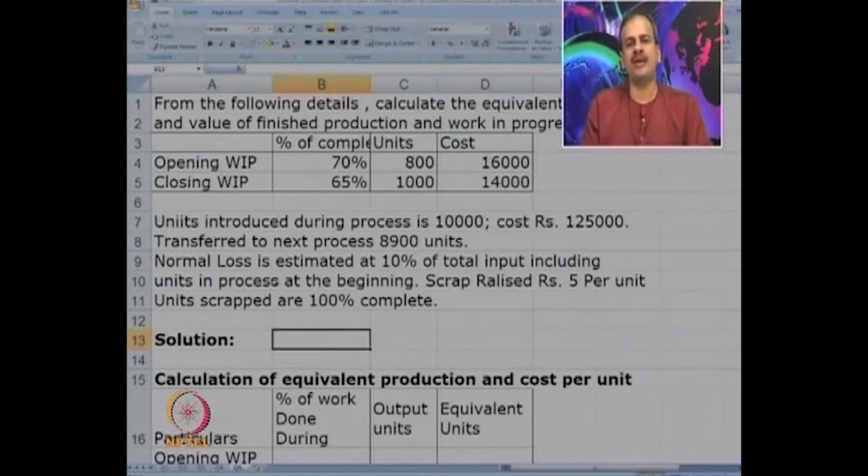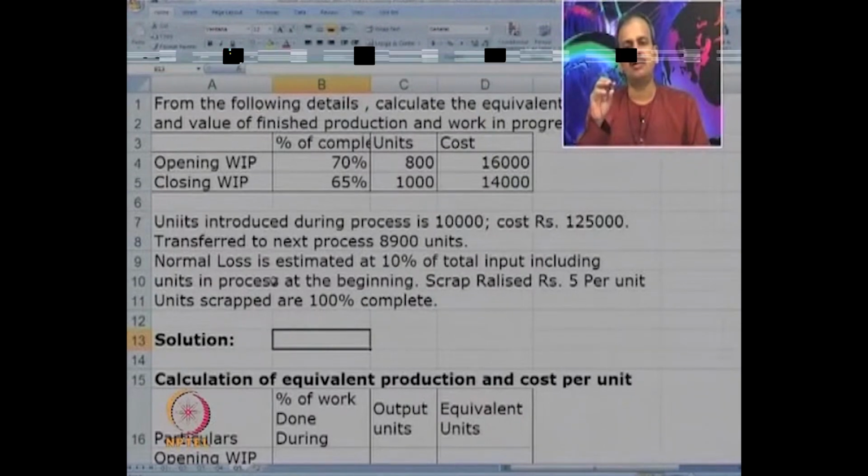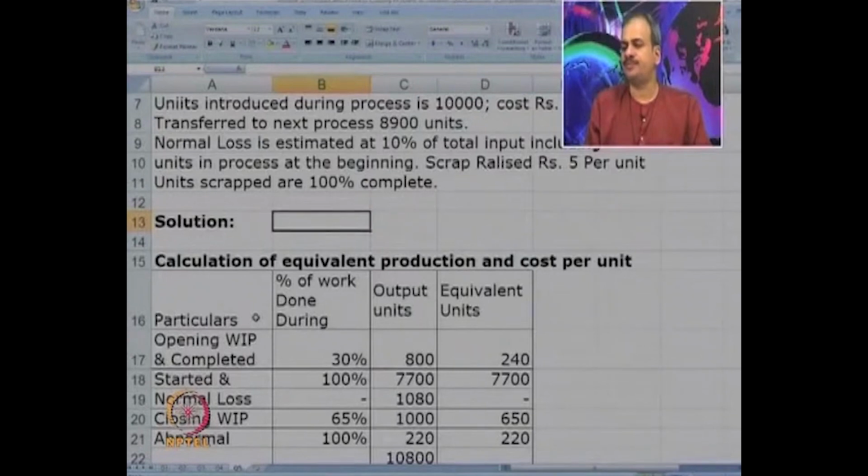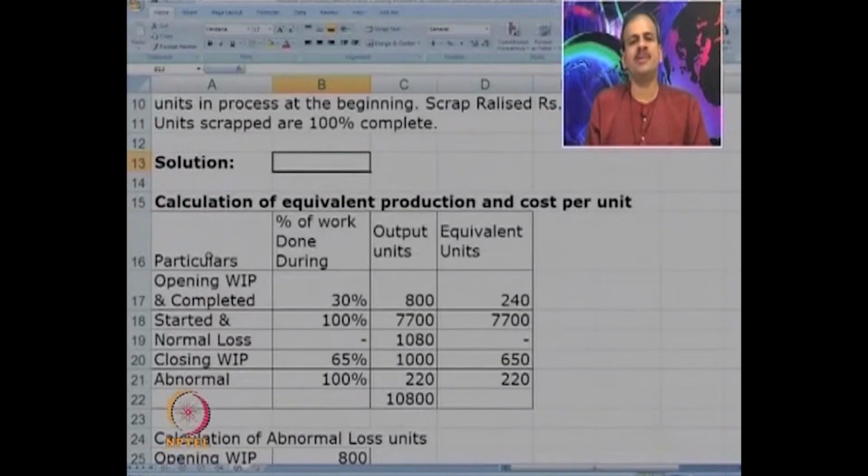Now we have to calculate the number of equivalent units and what is the cost of equivalent units. So how will you go about it? For each item, like say material, labor, overheads, we have to look at what is the number of units. Let us look at the calculation. So please make a chart like this with particulars, percentage of work done, output units and the equivalent units.